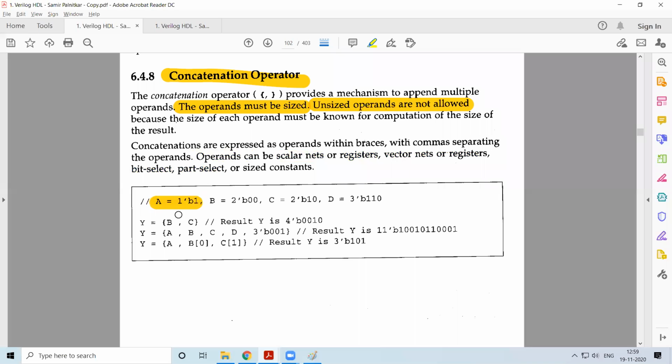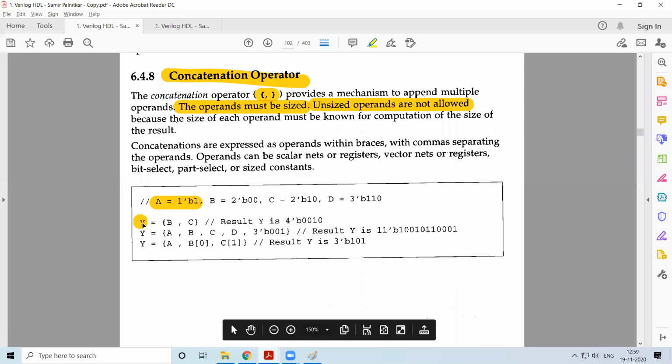We have A, which is one bit in binary and its value is 1. B is 2 bits, in binary form, it is 0 0. C is 2 bits, it is 1 0. D is 3 bits, it is 1 1 0. So all are in binary representation. Now I want to see how concatenation can be achieved. The concatenation operator involves the two braces and a comma. So open brace, comma, and a close brace. It depends on how many operands will be present in between; those many commas will be put.